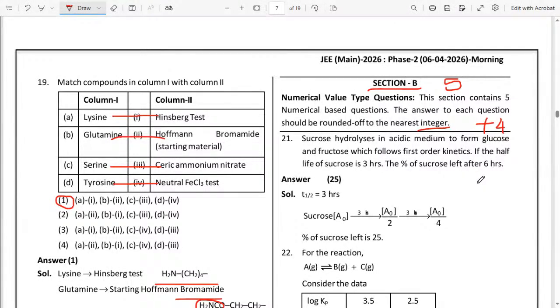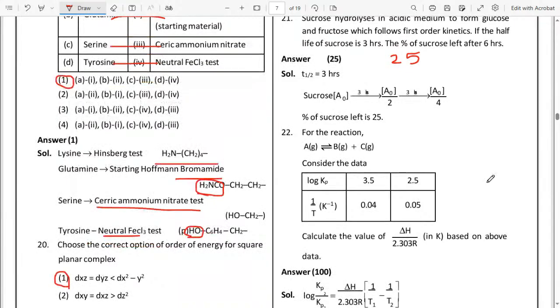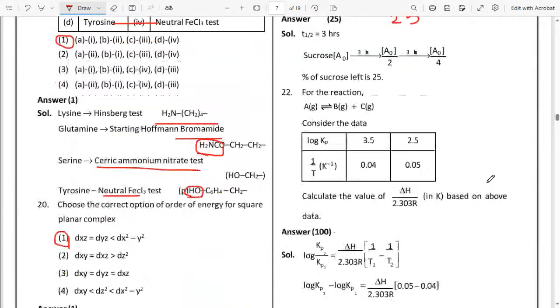Yes, let us see question number 21. Sucrose hydrolysis in acidic medium to form glucose and fructose, which follows first order kinetics. If the half-life of sucrose is 3 hours, the percentage of sucrose left after 6 hours. So 3 hours 50, 6 hours 25, right? So 50% from 50, again there will be 25%. So total 25% will be left over. So answer is 25.